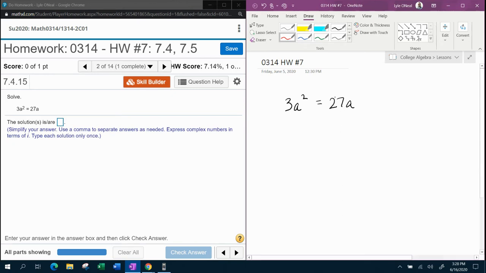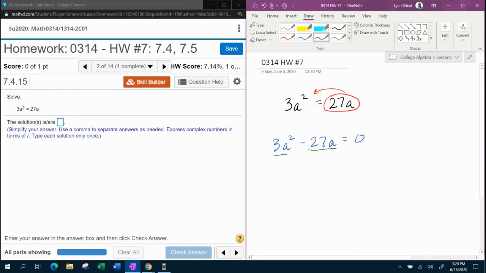And to solve a quadratic equation, the first step is to set it equal to zero. So we're going to have to move the 27a over. That's going to give me 3a squared minus 27a equal to zero. And since this quadratic is a binomial, we're going to solve by factoring.